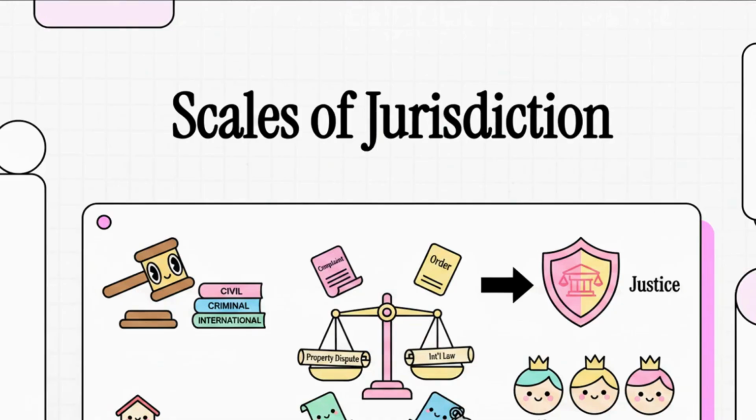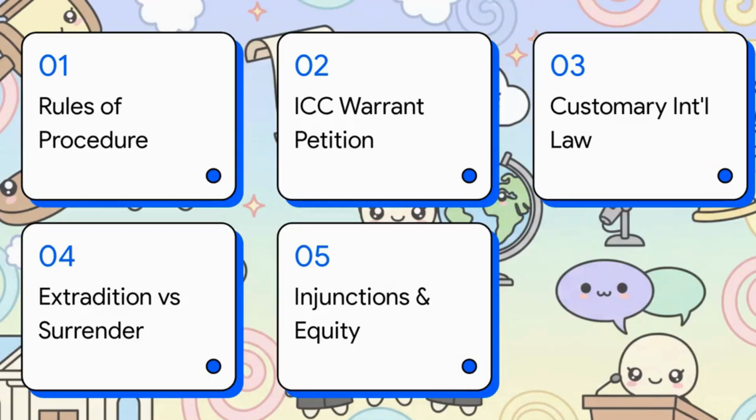It is a fascinating look at how the machinery of justice processes literally everything, from throwing out a civil complaint to enforcing international arrest warrants. Here's a quick roadmap of where we're headed today. First, the rules of procedure. Second, the ICC warrant petition. Third, customary international law. Fourth, extradition versus ICC surrender. And finally, number 5, injunctions and unclean hands.